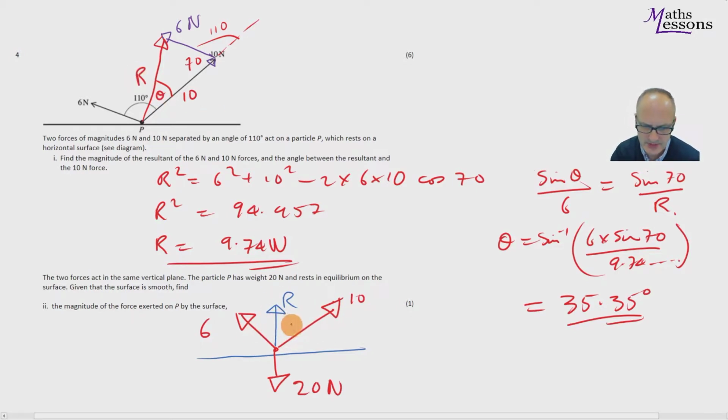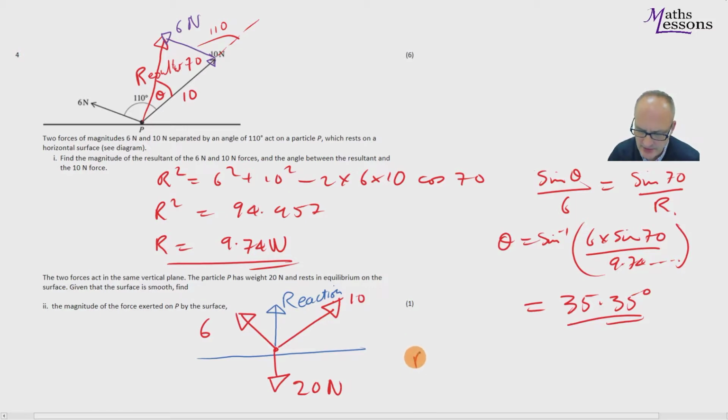Now I've got to be careful here, that R is very different to this R here. This is the normal reaction of the plane on the particle, and that was my resultant of these two forces. So this is a reaction. Sorry, I'll just get a blue pen. Reaction. And this one here was the resultant. So don't confuse the two, they're totally different. This one is the combination of the 6 and the 10. This blue one is going to be the 20 minus the resultant of the 10 and the 6.